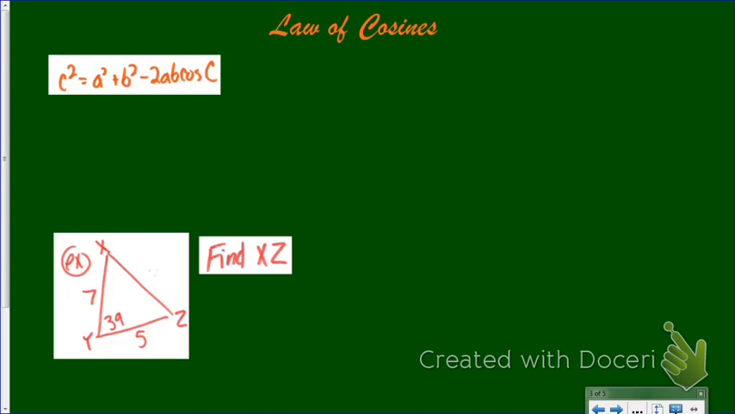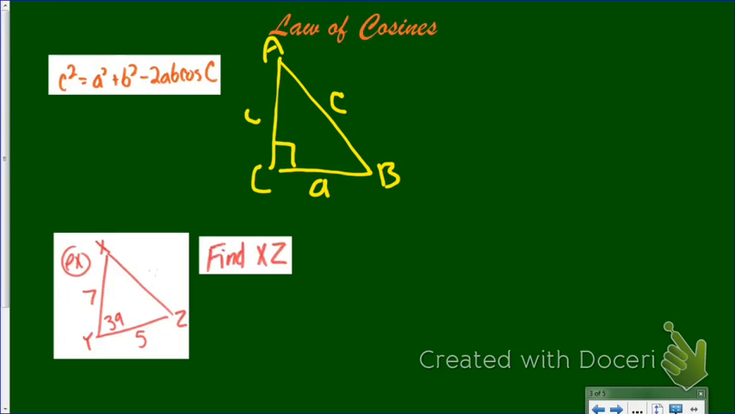And the formula is down here. It is c squared equals a squared plus b squared minus 2ab cosine C. Now if you guys remember, when I have a triangle, the big letters represent the angles, and the small letters represent the side across from that angle.